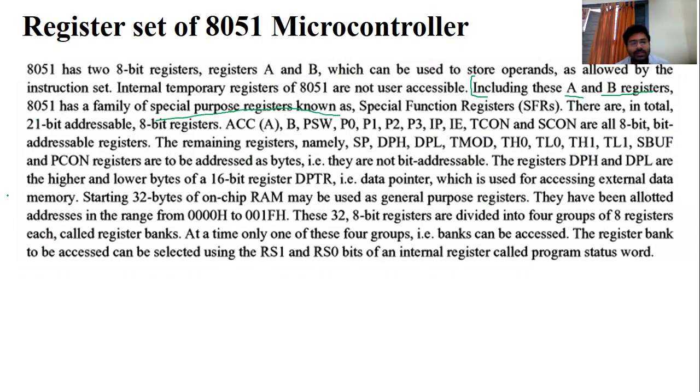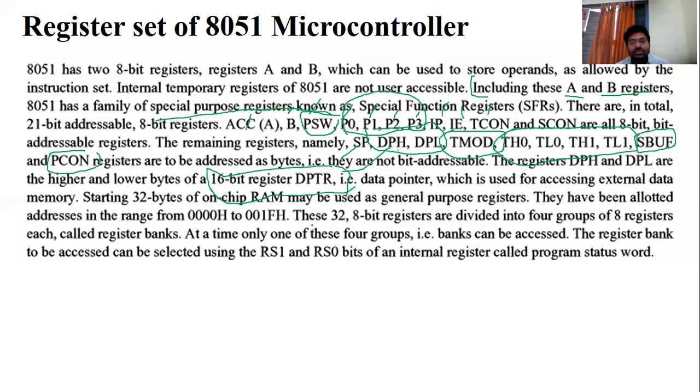Then we have the special function registers. These are 21 bit-addressable 8-bit registers. So: accumulator, B register, PSW, P0, P1, P2, P3. These are the ports, remember. What is PSW? PSW is nothing but the flag register. Then the A register, B register, IP register, IE register, and the timer registers. Then SP, the stack pointer register, and the data transfer registers. Then the timer register, the mode set register, the serial data buffer register, and the control register. And the DPTR register, the data pointer register.